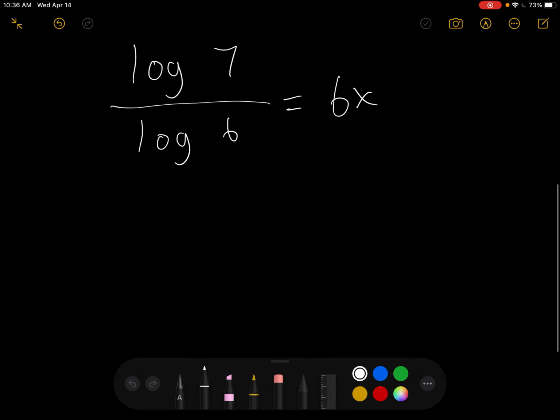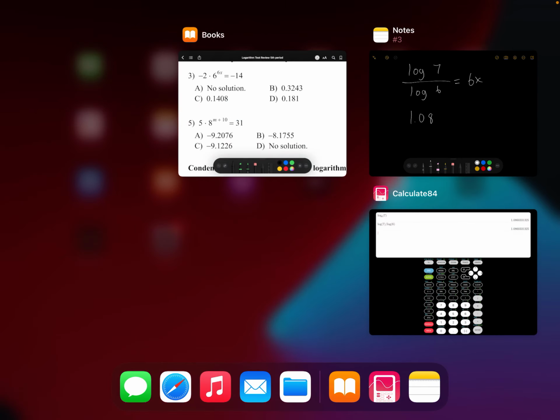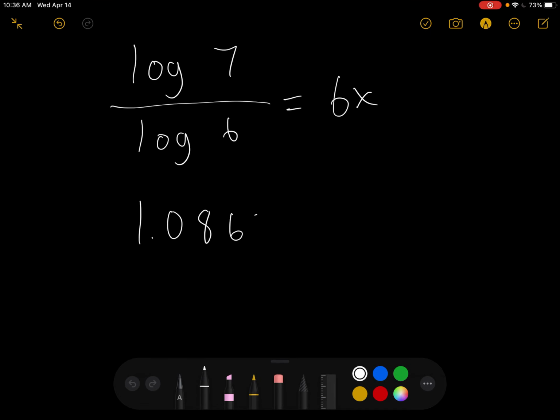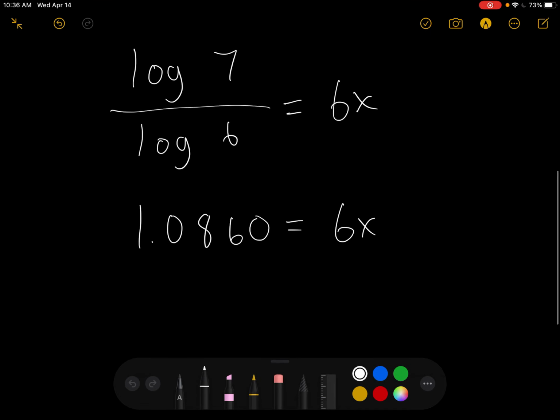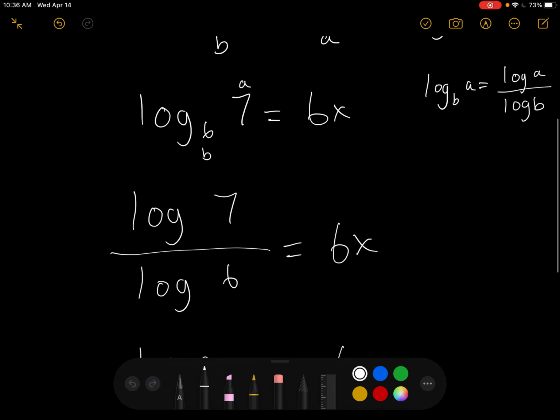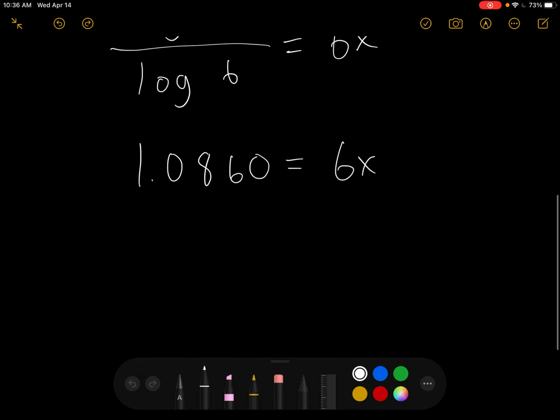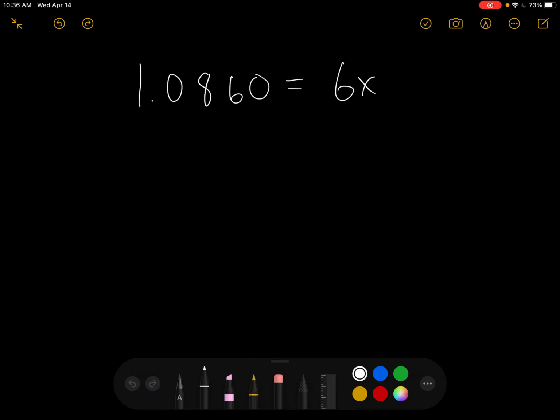So we get 1.0860 is equal to 6x. All we did so far was just get a value for this number. Now we're solving for x, so to get rid of this 6, I'm going to divide both sides by 6.